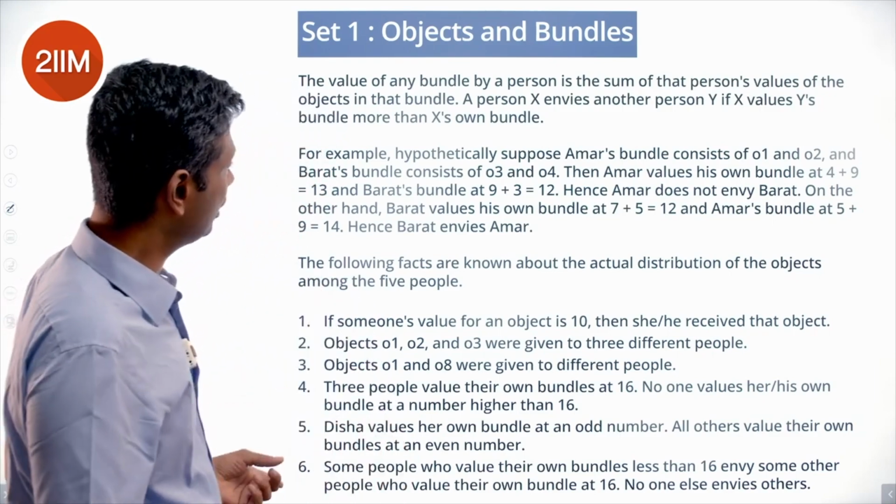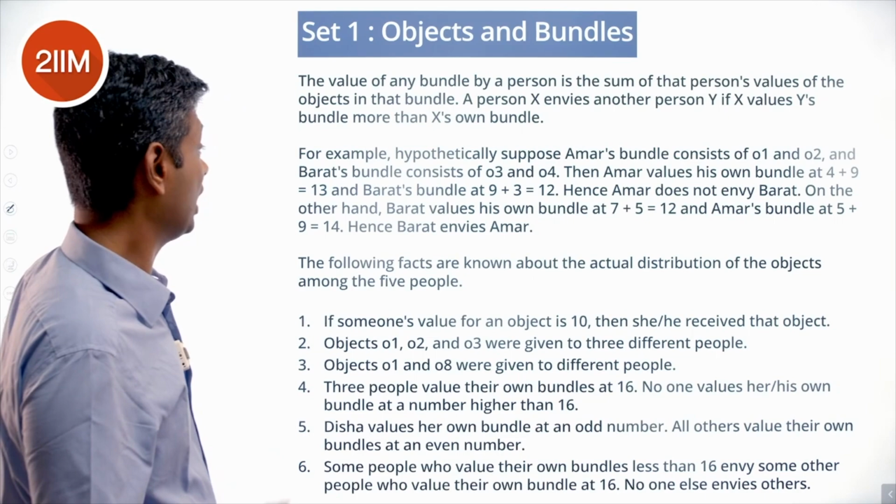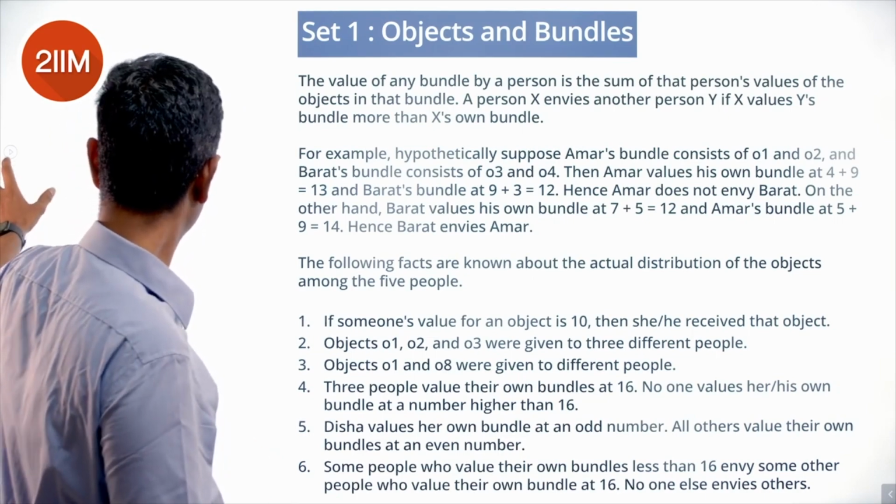On the other hand, Bharat values his own bundle at 7 plus 5, 12, and Amar's bundle at 9 plus 5, 14. Nice.